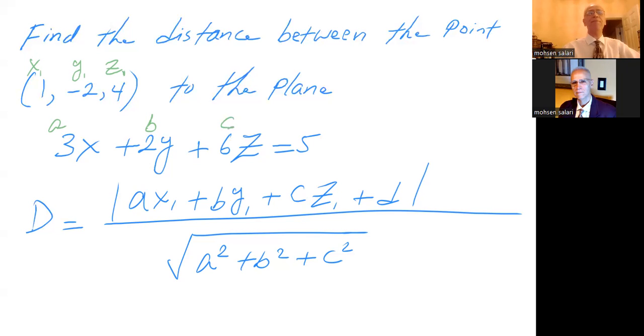Now, since 5 is on the right-hand side of the equal sign, this is going to be my minus d. Notice that if this was 3x + 2y + 6z - 5 = 0, then 5 would have been my d. But now that it's on the other side of the equal sign, I have to consider that, and 5 is minus d. Okay, let's just plug in the numbers.